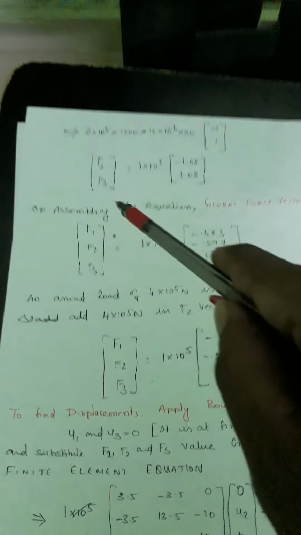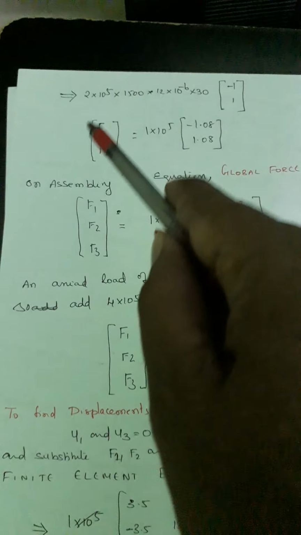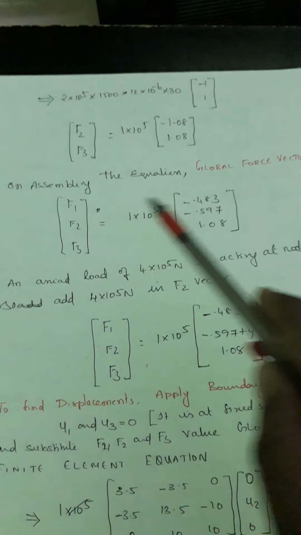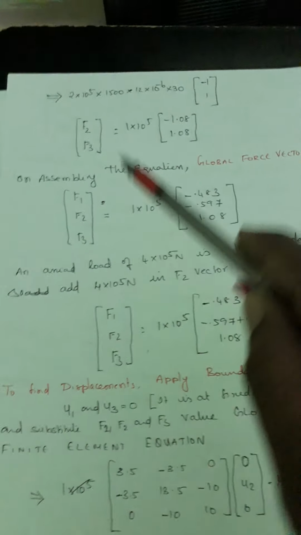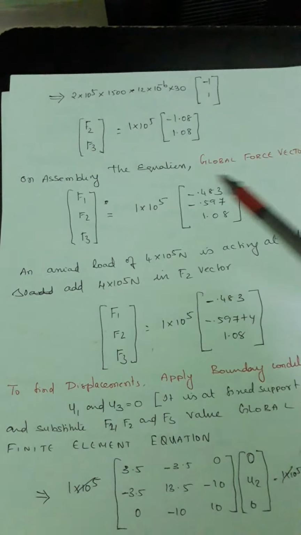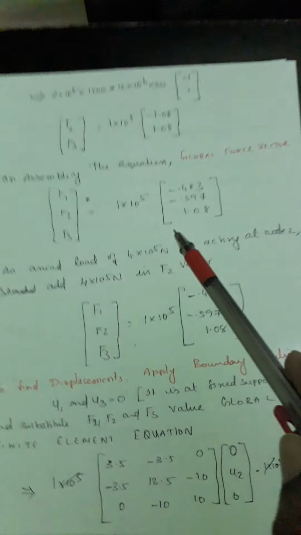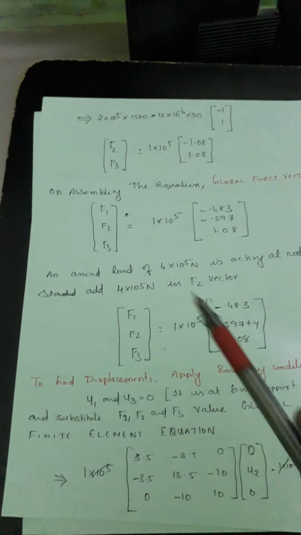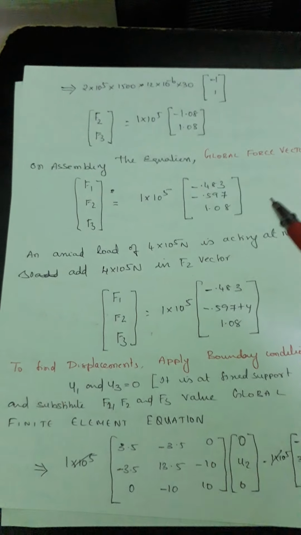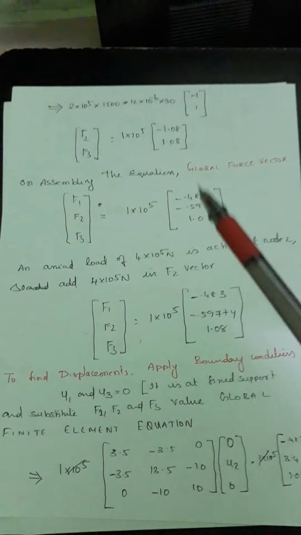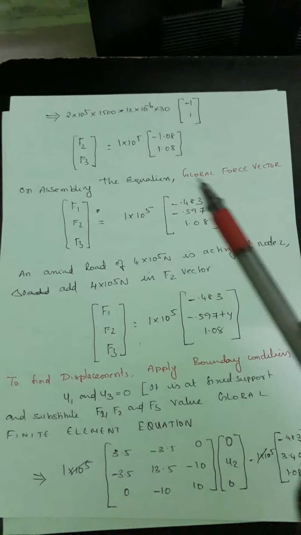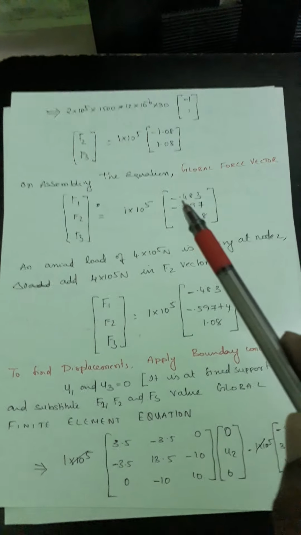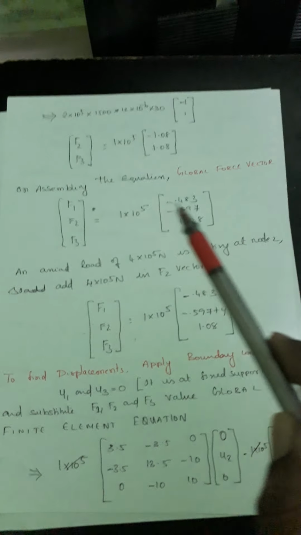Very sorry. This is the assembled temperature force. This is the body force vector F2 F3. Then on assembling the equations, you get the global force vector F1 F2 F3. See here, at node 2, in the middle of the bar, there is one force acting on it. In the figure you can see there is a force. So in this load we have to add that load at node 2.